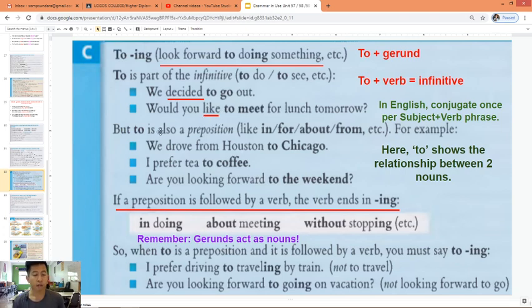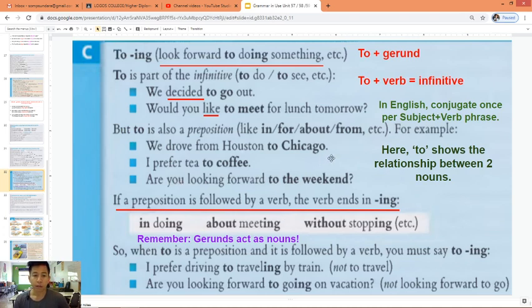Okay, let's go down here for to as a preposition. We drove from Houston to Chicago. Here you notice that it follows a noun or a pronoun. I prefer tea to coffee. It follows a noun, not a verb. Are you looking forward to the weekend? Looking forward to is a prepositional phrase. It follows a noun, or in this case, a pronoun.